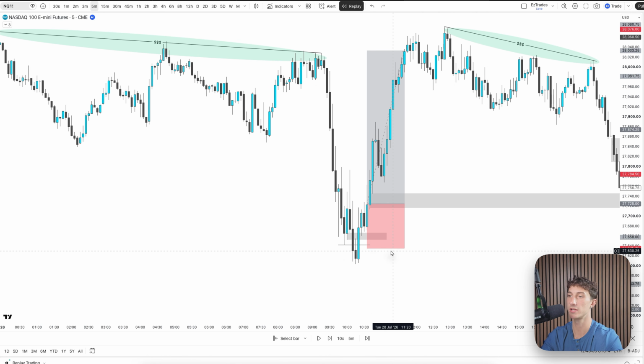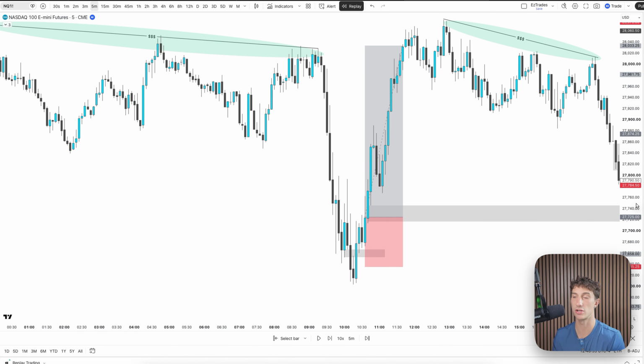You can see price puts in a stop hunt, puts in a V-shaped inversion, followed by a change in state of delivery right here, and price goes all the way back up to that low resistance liquidity. Now, as with any video, guys, you should not be blindly taking my advice. You should be going and backtesting this yourself.